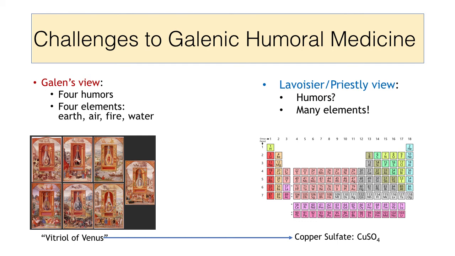In other words, Galen's rather simplistic view of four humors and four elements was being replaced by a very complicated system that showed that there were actually many elements. And we see an example here, vitriola venus, which would have been this very elementary explanation of a chemical compound as explained by Galen. And we see that by the time we move into the 1700s, or the 18th century, people understand that vitriola venus is actually copper sulfate, which is a very complex chemical compound.